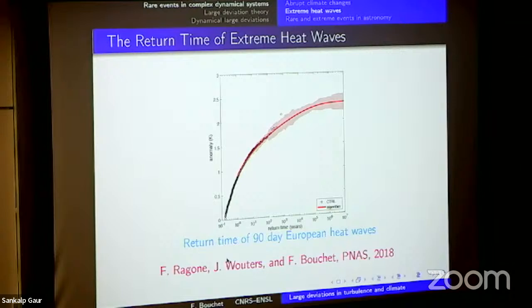So it basically means it's the amplitude of a heat wave that would come back every 100 years on average. Or it's the amplitude of the heat waves that would come next year with probability 1/100. And then you can have here the different probabilities associated to the different risks.